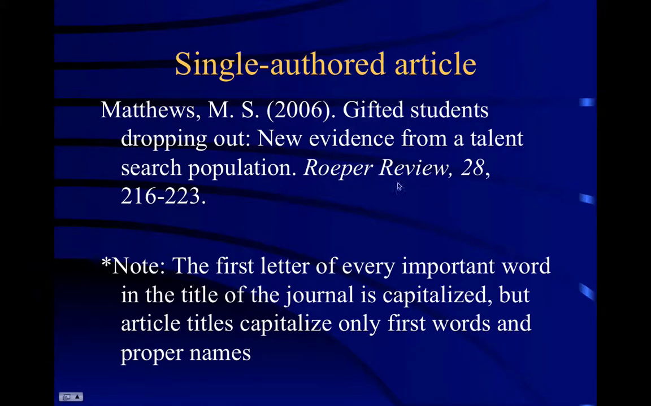And then you have Roper Review, which is the actual title of the journal or the magazine that is being used. So Roper Review would be italicized because it's the title of the actual magazine or journal. 28, this again would be not the issue number, but the volume number, okay? So the volume number of the journal, and then the pages that were used from this article.